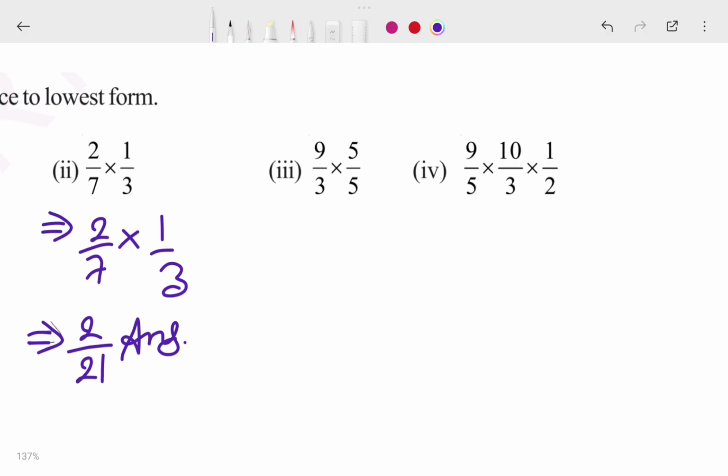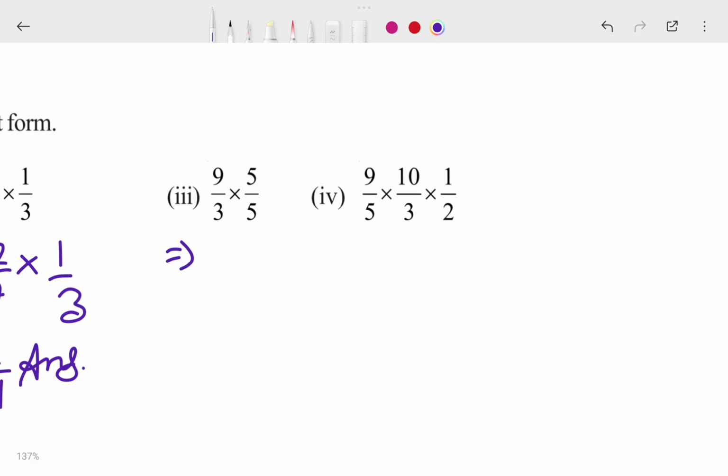Okay, now let's see this one. This question is interesting. So this is 9 and 3, and this is cross 5 cross 5. Now let's see, will 9 or 5 divide? No, it cannot divide. Leave it. Now see, will 3 or 5 divide? No, it cannot divide. Leave it like that.